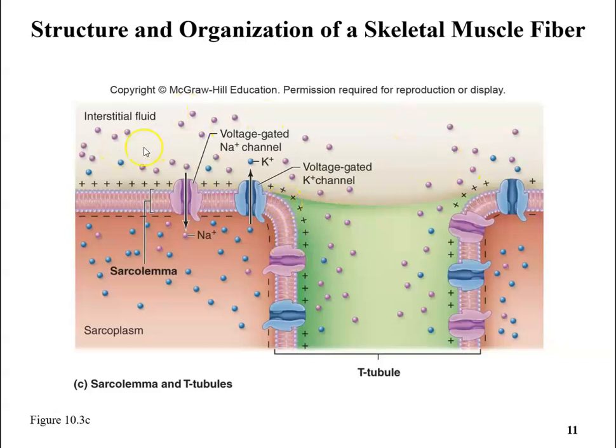So this is the interstitium right here. This is the muscle cell. This is the inside of the muscle cell. And this is the muscle cell membrane. And it kind of dives down into the muscle cell itself. Invaginates, and that's a T-tubule. What that does is propagate whatever electrical signal is spreading across the sarcolemma deep into the muscle cell, where it can reach the muscle fibers in there.